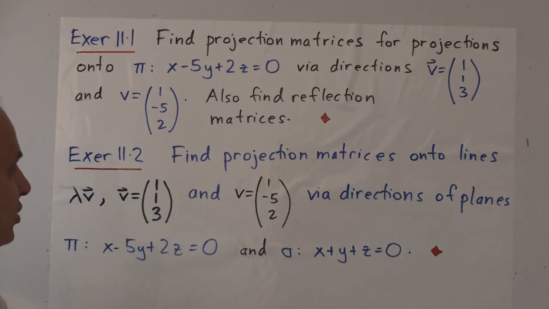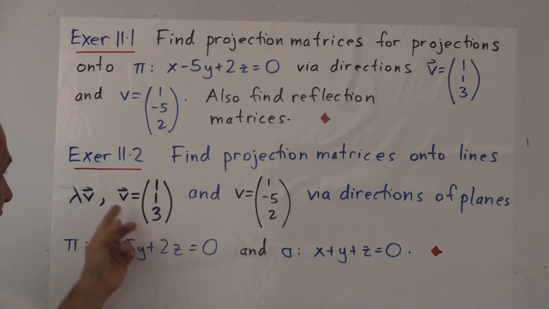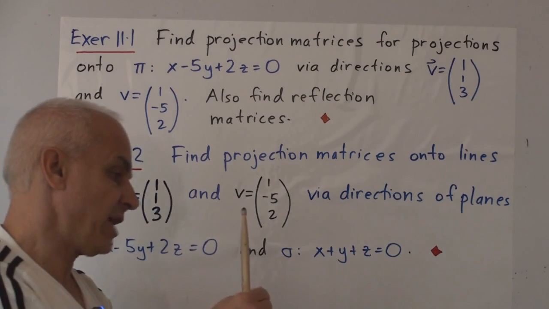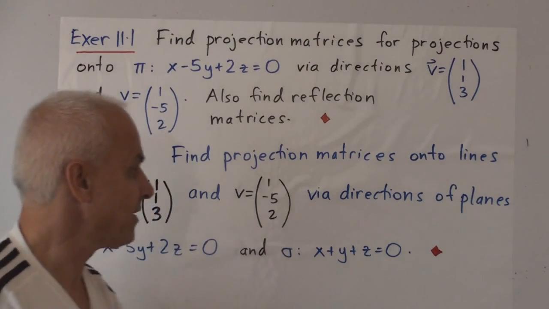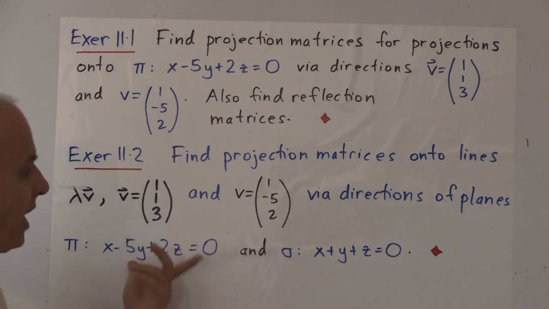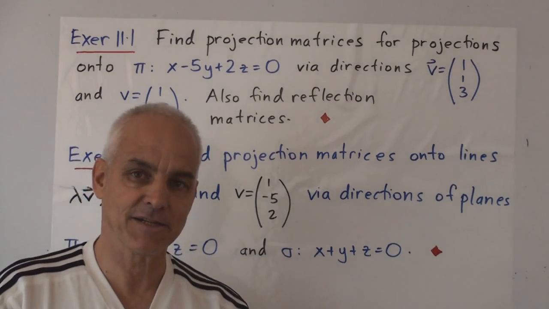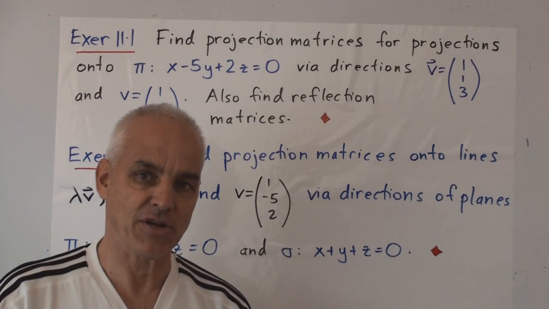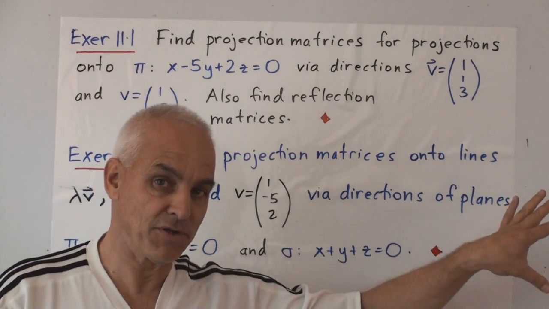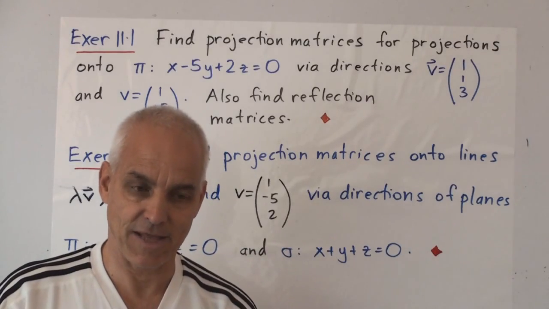And our second exercise, to find the same kind of projection matrices, but now onto the lines. So we have 2 different lines, the line through this vector and the line through this vector. And I want you to project and reflect in those lines via the directions of the planes, that one there, same one as up here, and the second plane, x plus y plus z equals 0. Just to give you some practice, keep calculating projection and reflection matrices. And you don't need to just copy the formulas. I'm quite happy for you to derive those formulas again yourself. That way you really learn.